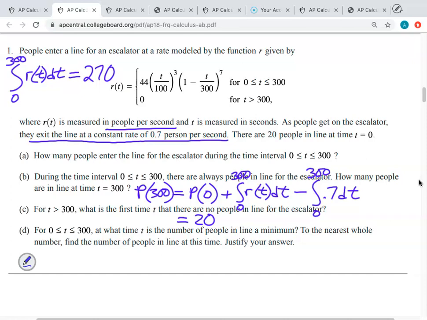All right, this we already found with 270. So 20 plus 270 minus, so all we really have to find is how many people exit the line during those 5 minutes. Do you have it? 210. 210.